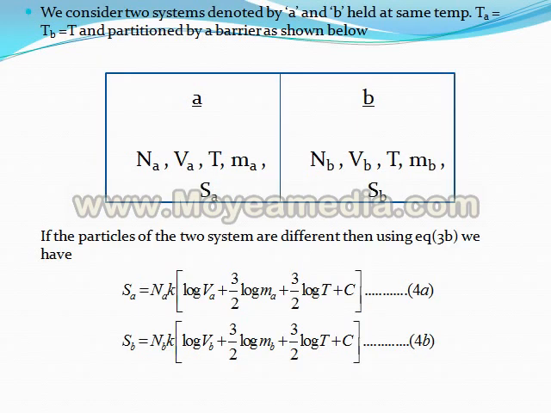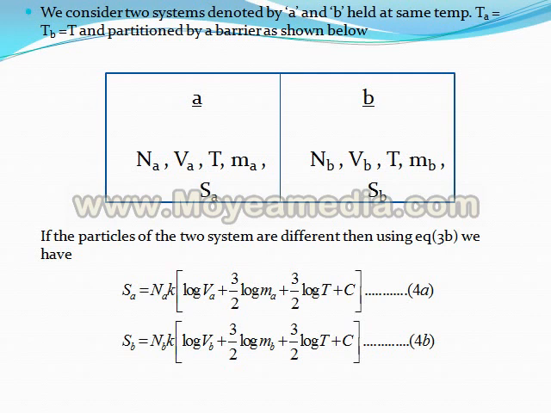We consider two systems denoted by A and B held at same temperature, TA equals TB equals T, suppose, and the two systems are partitioned by a barrier as shown below. On the left is system A, on the right is B. The symbol N represents total number of particles, V represents volume, T represents temperature, M represents mass, and capital S represents entropy.